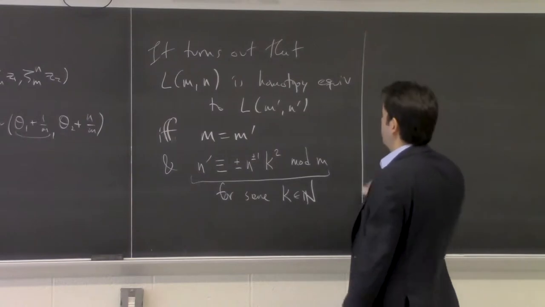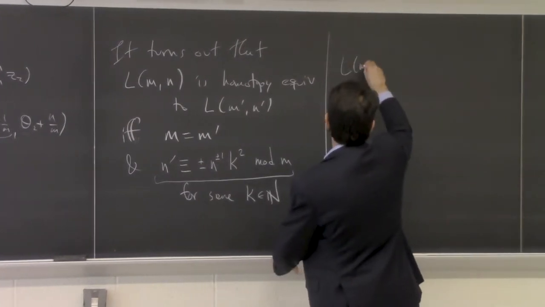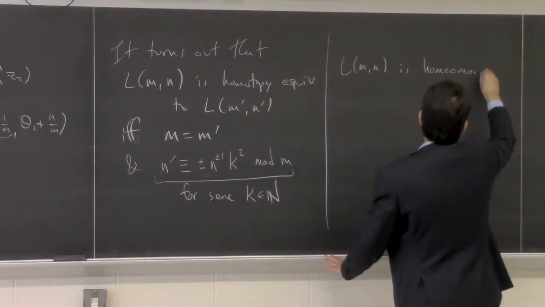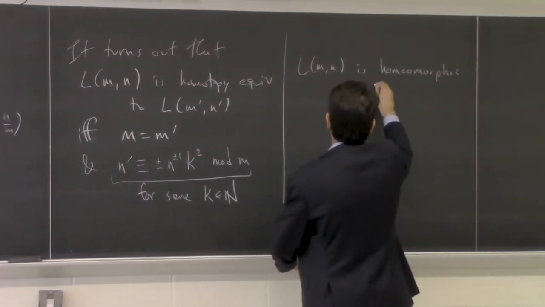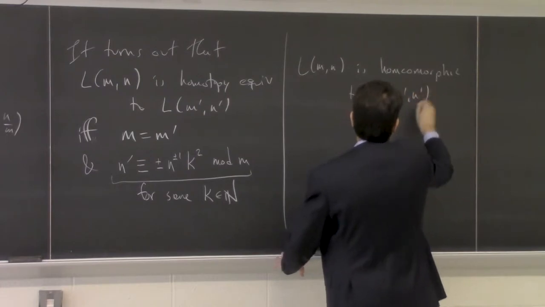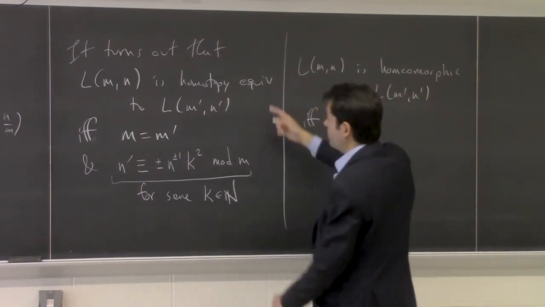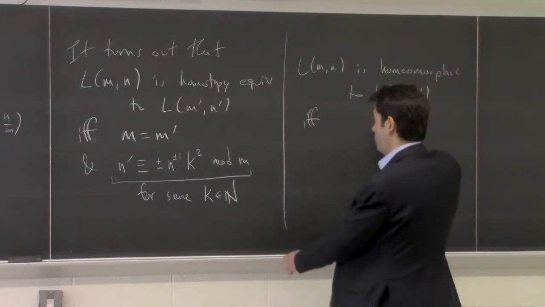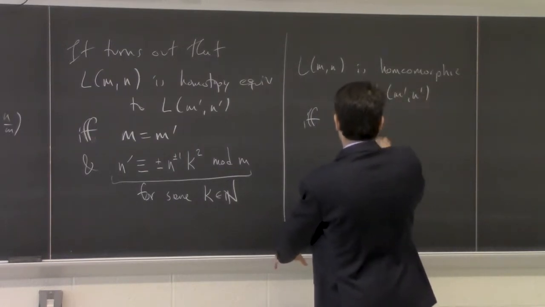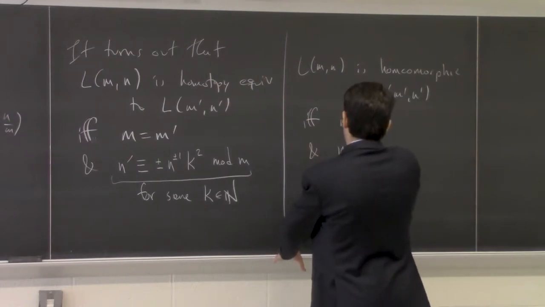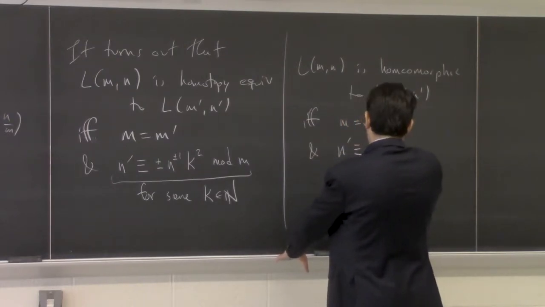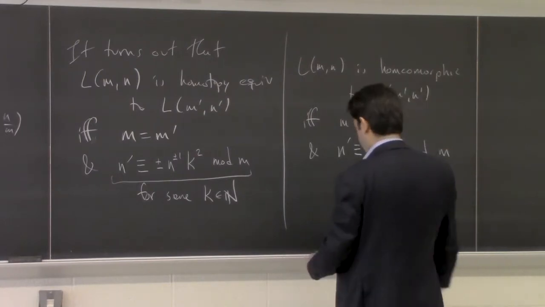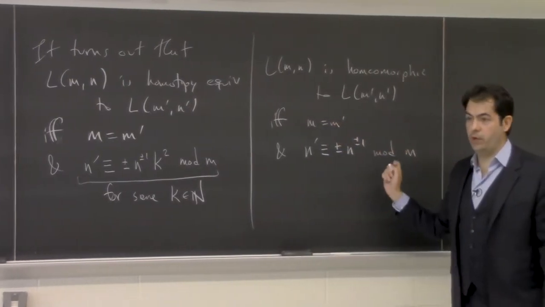On the other hand, L(m,n) is homeomorphic to L(m',n') if and only if, well, it has to be homotopy equivalent. So this has to be satisfied, but we have something stronger for homeomorphism. You have to have m equal to m' and n' congruent to plus or minus n, or plus or minus n inverse, mod m. Okay. So you take k equal to 1.